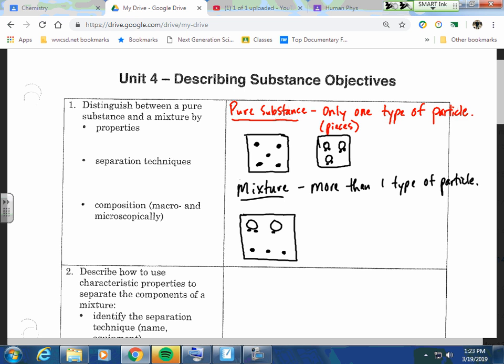So I'm going to add another type of particle, something like that. Now if I just look at that picture, are all the pieces identical to one another? No, they're not. There's more than one type of particle in there. This is a mixture. Here's another example of a mixture. It's supposed to be 2 dots just like the other ones.